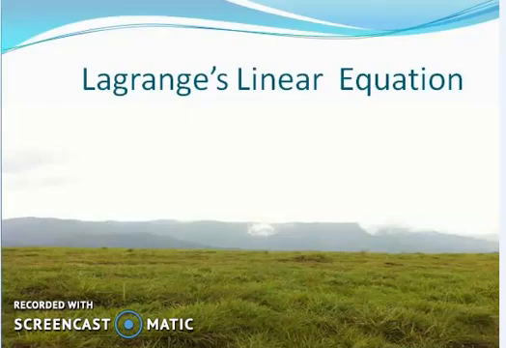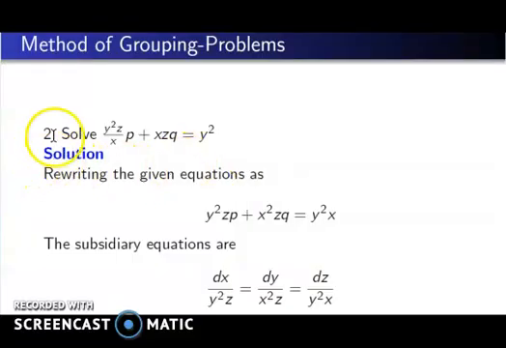Welcome back. We are discussing the Lagrange's linear equation. We have already discussed one problem from Lagrange's linear equation using the method of grouping. Now let's see one more example for Lagrange's linear equation and its solution using the method of grouping. Consider the question. Solve y square z divided by x into p plus xzq is equal to y square.